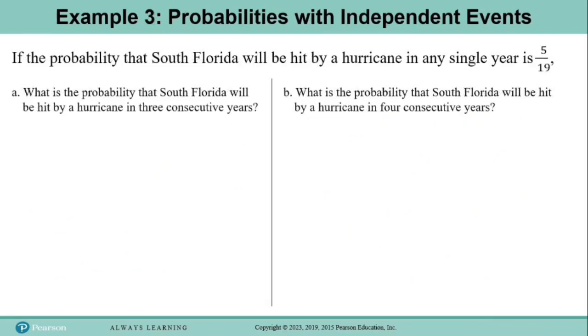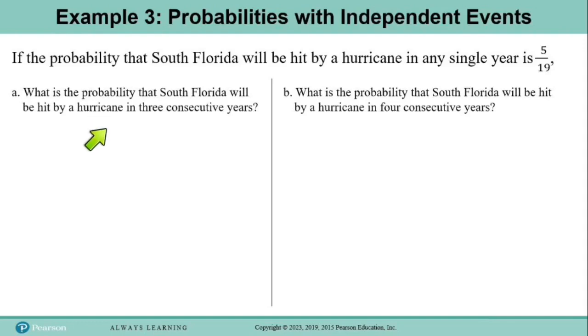And this one says, if the probability that South Florida will be hit by a hurricane in any single year is 5/19, then in part A, what is the probability that South Florida will be hit by a hurricane in 3 consecutive years? Okay, now for purposes of this problem, we can assume that whether they're hit with a hurricane in one particular year or not, that has no effect on whether they're hit with a hurricane in another year. So the events are independent, and we can use our multiplication rule.